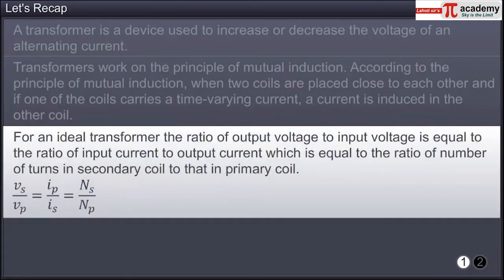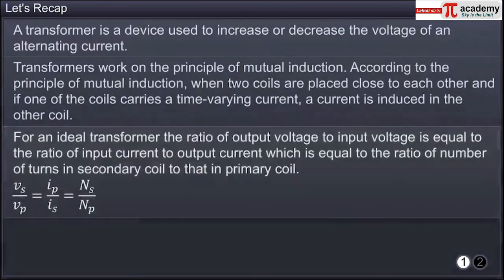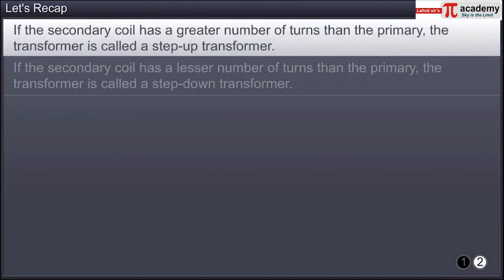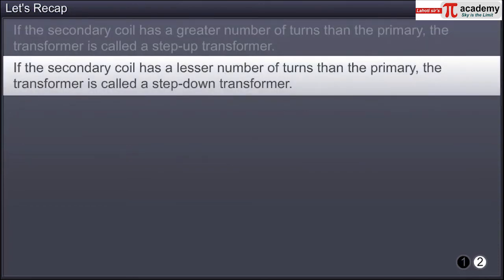For an ideal transformer, the ratio of output voltage to input voltage is equal to the ratio of input current to output current, which is equal to the ratio of number of turns in secondary coil to that in primary coil. If the secondary coil has a greater number of turns than the primary, the transformer is called a step-up transformer. If the secondary coil has a lesser number of turns than the primary, the transformer is called a step-down transformer.